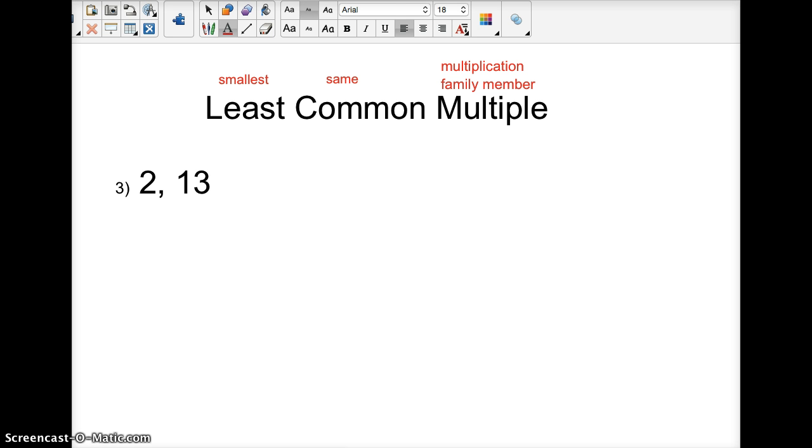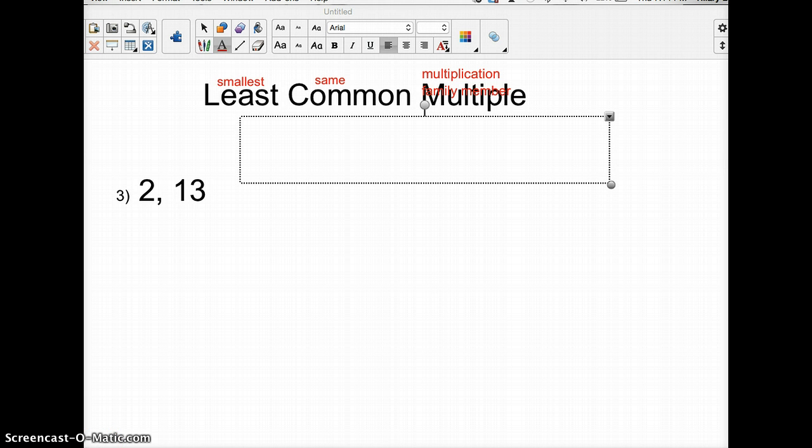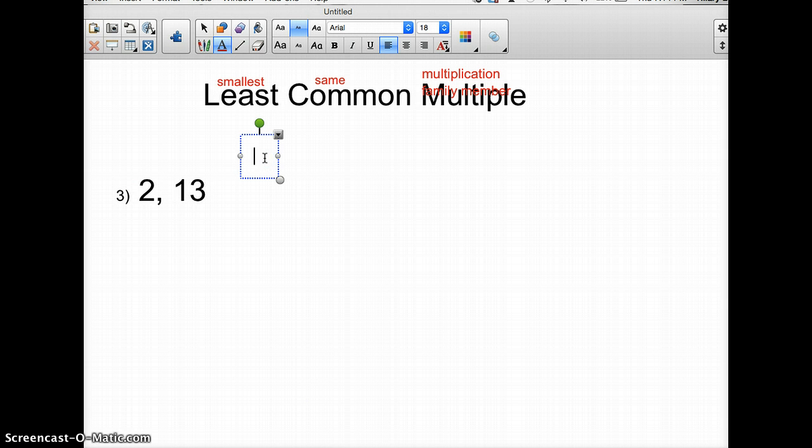The first set of numbers that we are going to look at is 2 and 13. So we have to find the least common multiple for the numbers 2 and 13. In order to do this, the first thing is to find all the multiples of the first number. Just like when using math rainbows to find greatest common factor, you have to start by multiplying the number times 1. So here we're going to start by multiplying 2 times 1 equals 2.